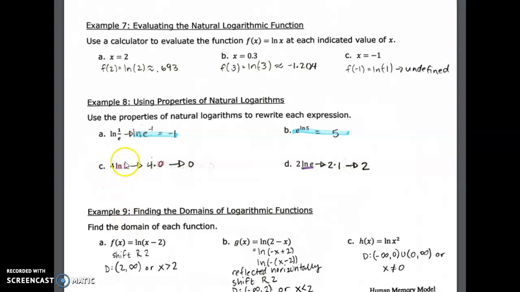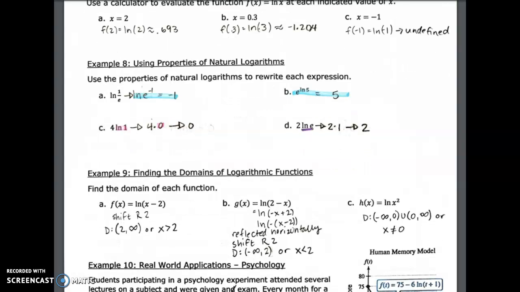Here we're taking the natural log of 1, which, remember, anytime we do that, it becomes 0. So we have 4 times 0, which would be 0. And in this case, we have the natural log of e, which would be 1, and we're multiplying it by 2, so we would get 2 for an answer. And these, again, are all things that you could also put into your calculator, but they're really easy to do if you follow the properties.